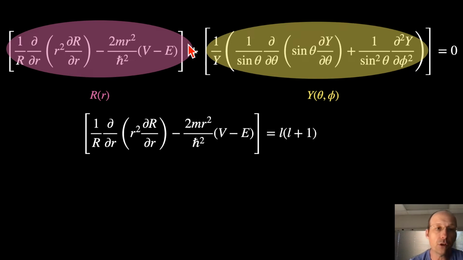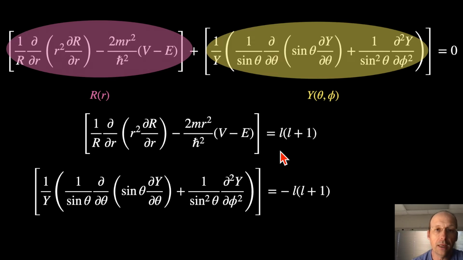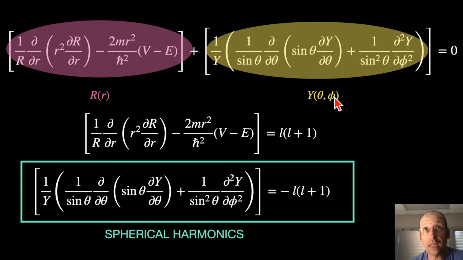Got it? And then if this is L times L plus 1, then this is negative L times L plus 1, so that they add together and equal 0. This equation down here is really complicated to solve. It depends on theta, phi, and the solutions to this are the spherical harmonics. And I'm not going to play with that today. We're just going to do the radial part of the equation because I want this video to be completable.